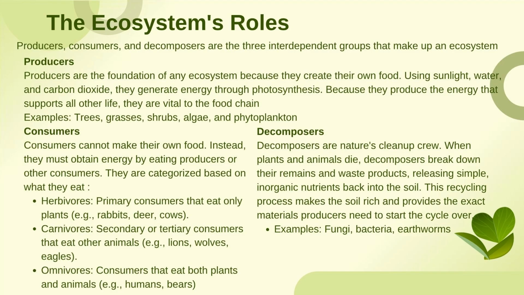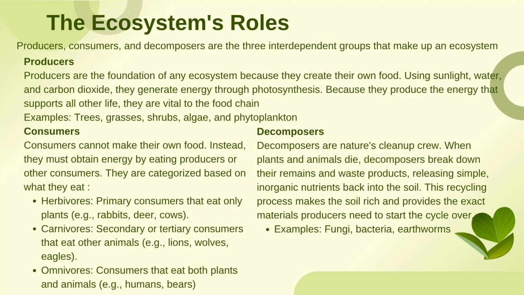Producers are the foundation of an ecosystem because they create their own food using sunlight, water and carbon dioxide. They generate the energy. They restart the chain. They generate the energy through photosynthesis because they produce energy that supports the other life. They are very much essential and they are vital for the food chain. Examples: trees, grasses, algae, phytoplankton and all.